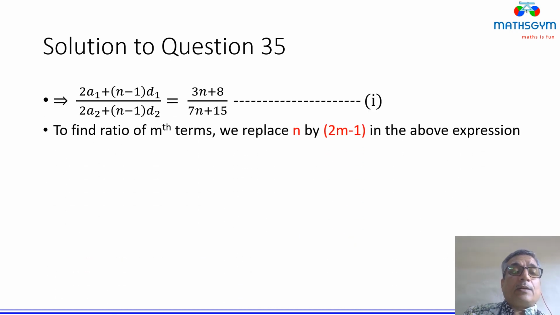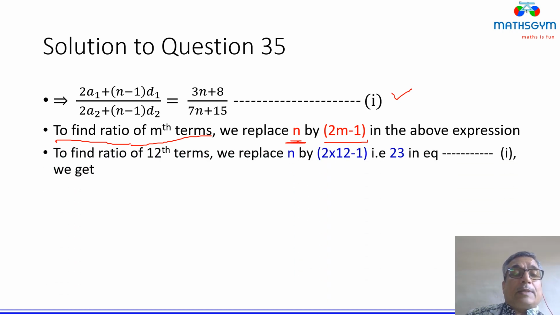From this equation 1, this is the important concept which we have to apply to find the ratio of the mth term. Please understand, we replace n by 2m minus 1 in the given equation. That's the concept. If you are not aware why this happens and how by substituting n by 2m minus 1 we get the ratio of mth terms, which is fundamentally tm, do watch the video given in the link of this video.